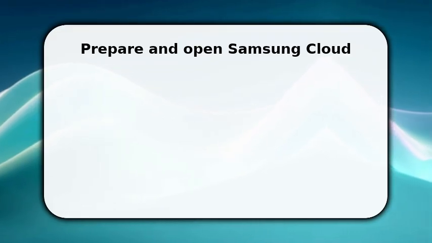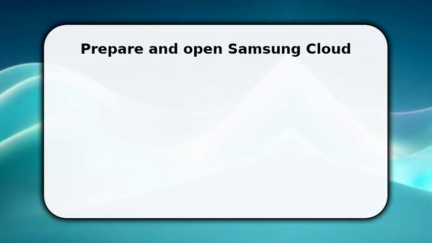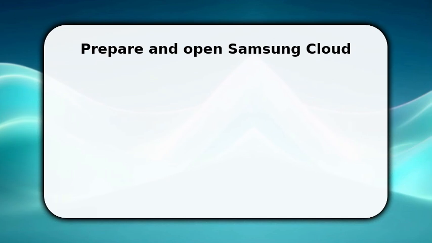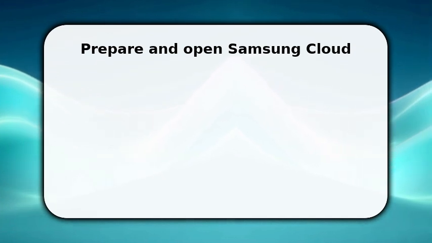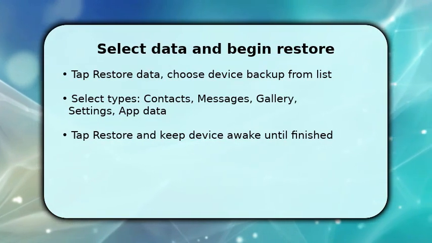You're now at the Restore entry point where you can see available backup dates and device names. Make sure you pick the backup that matches the device and date you want to recover from before proceeding. Once you tap Restore Data, choose the correct device backup from the list so you don't pull the wrong snapshot.